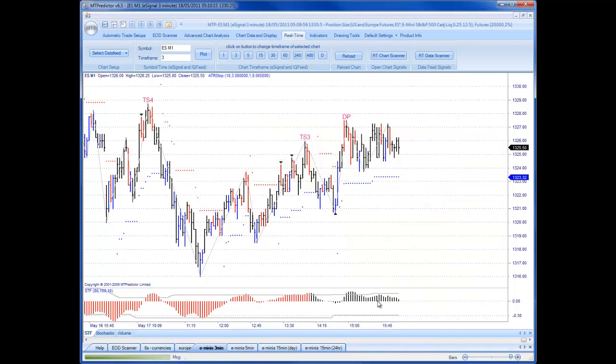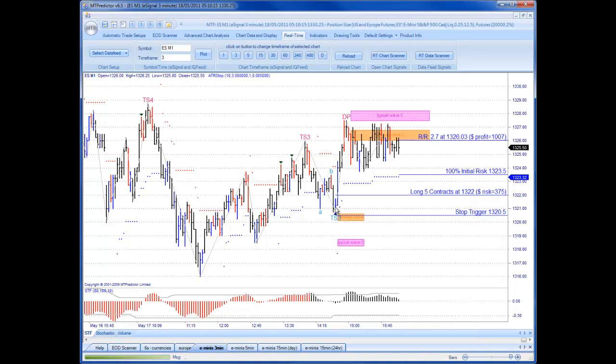I'll just clear the chart off. A buy setup here, so let's put the analysis on. Automatic analysis in here. Let's just take the first target. At the first target, 2.7R, +2.7R. So a very nice trade into that high there.